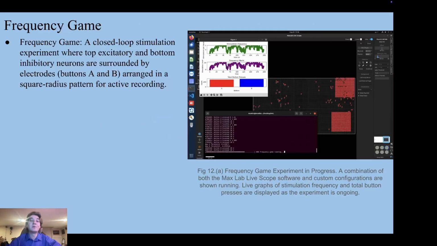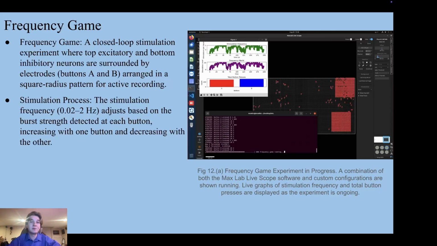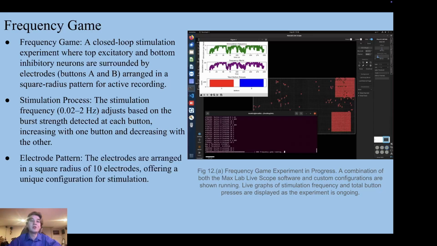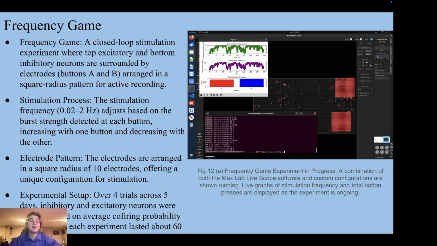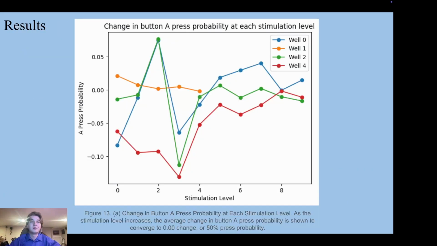To show that the aforementioned algorithms can be used as a practical tool for researchers, I utilized it in an experiment called the frequency game. Cultures are continually stimulated and respond by sending more bursts. When these bursts enter square regions on the chip, this counts as a button press. The goal is to see if they can balance these buttons and achieve a desired frequency. Once that is done, further analysis will take place.